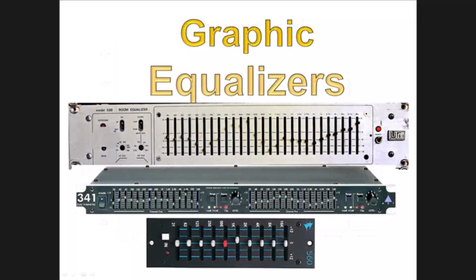Graphic equalizers have fixed frequency bands. Their bandwidth is also predetermined. The only change you can make with a graphic equalizer is the amplitude or the gain of the frequency band that you're working with. Some graphic equalizers allow boost and cut. Other graphic equalizers only allow you to reduce the amplitude.